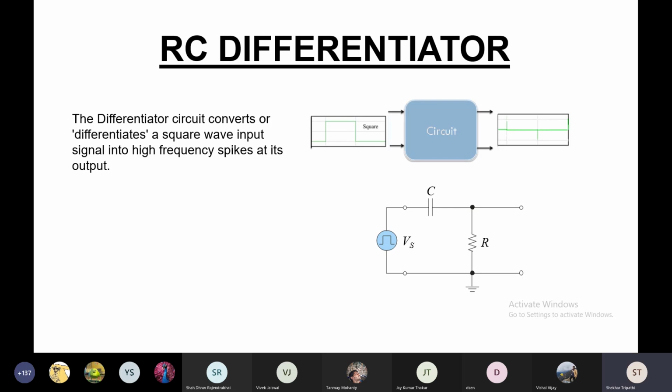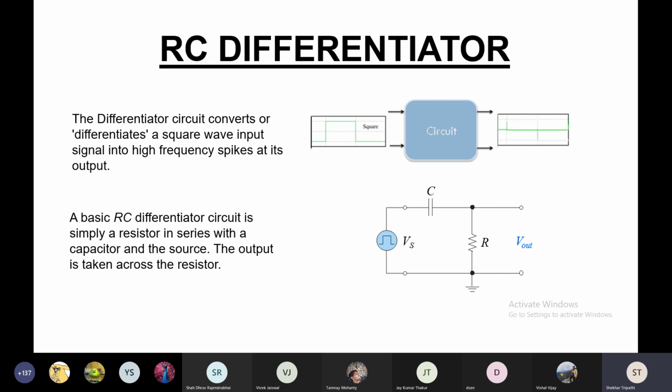Moving on to a RC differentiator. The differentiator circuit converts or differentiates a square wave input signal into high frequency spikes at its output. A basic RC differentiator circuit is simply a resistor in series with a capacitor and the source that produces an output signal which corresponds to the mathematical process of differentiation. The output is taken across the resistor.